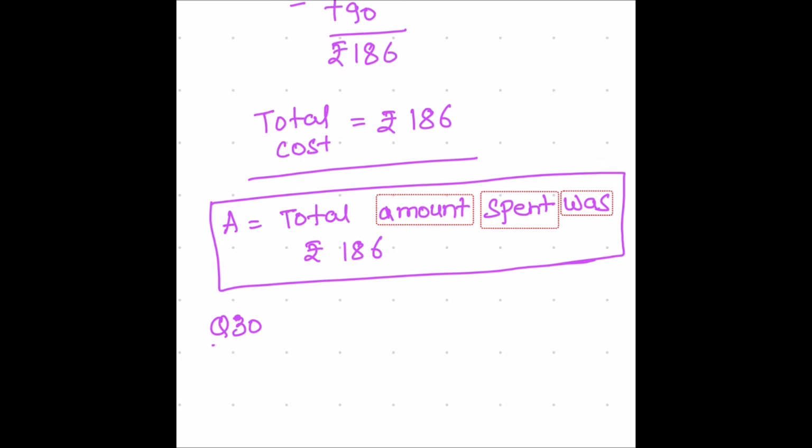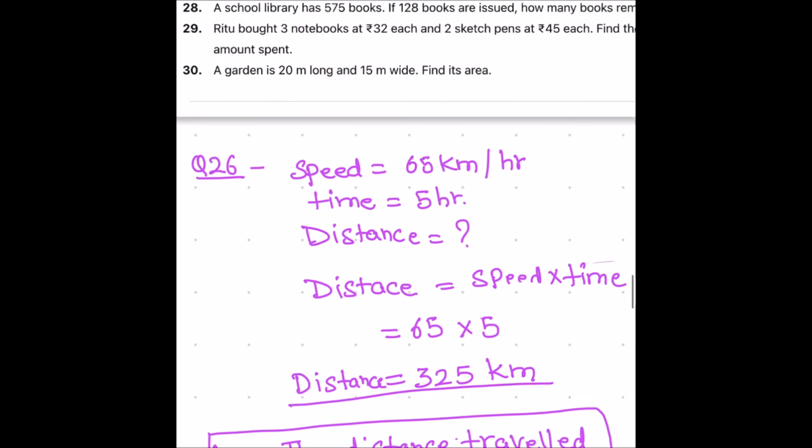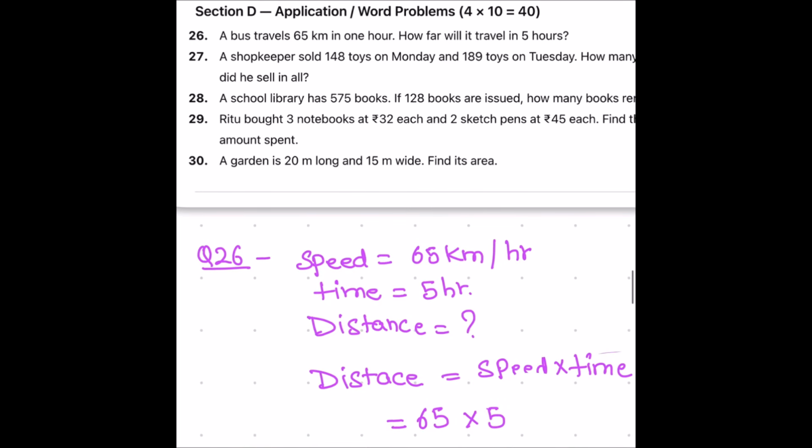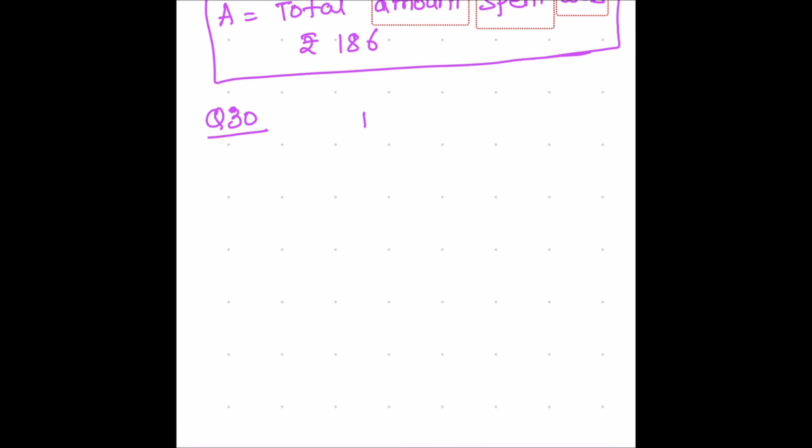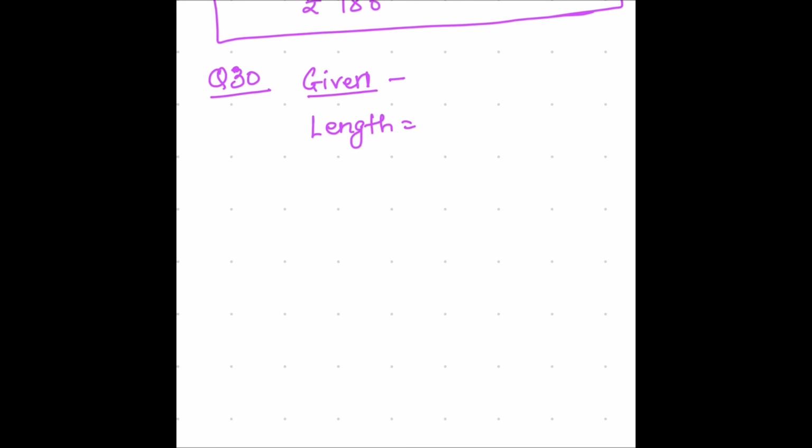Let's do question 30. The question is, a garden is 20 meter long and 15 meter wide. Find its area. So given is length of the garden is 20 meter long and width or the breadth will be 15 meter, and we need to find the area of the garden.